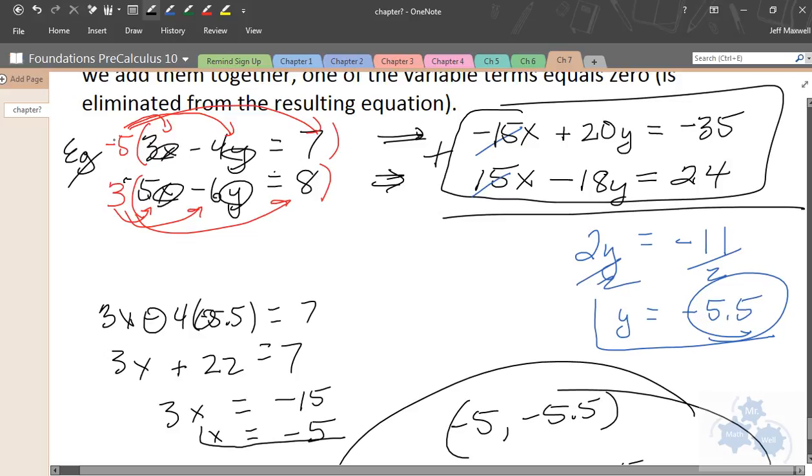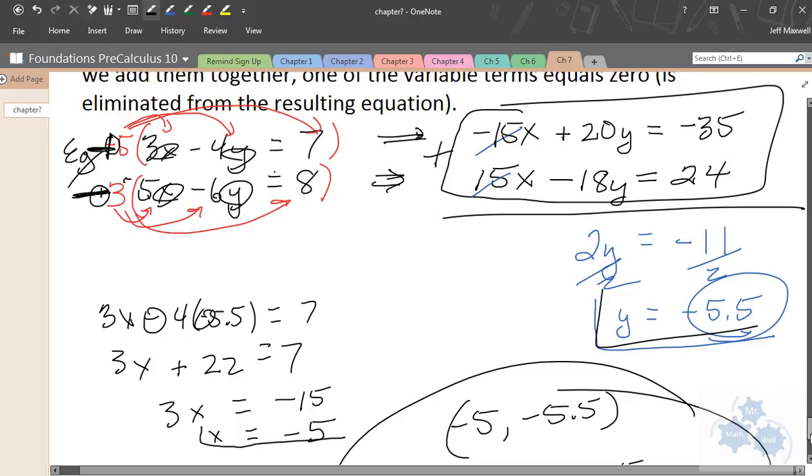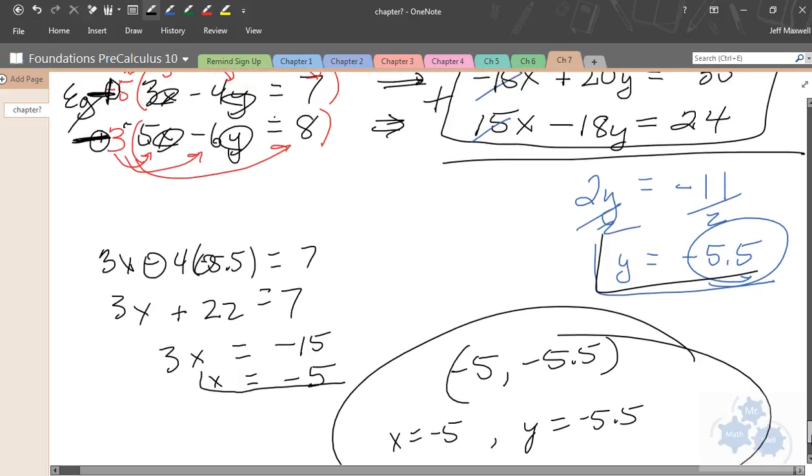So the question is, how did I know to multiply the top one by the negative and the bottom one by the positive? The fact is that it doesn't matter which one is positive and which one's negative. I would have gotten the same answer if I multiplied by this positive 5 and this negative 3. The work would have looked a little different, but we would have gotten the same answers. So that's a good question. It doesn't have to be one negative and one positive. It can be either. Okay, any other questions?